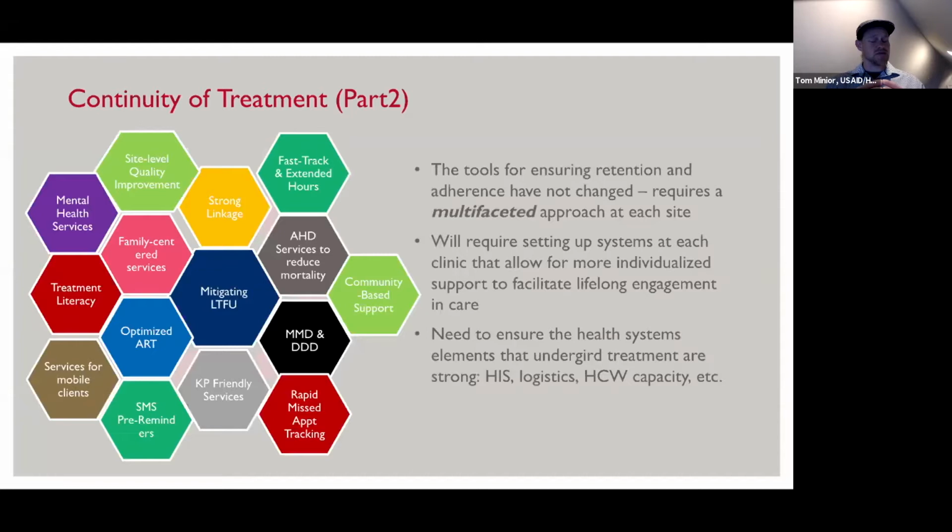That may be a very simplified model like facility-based MMD for the majority of folks, but for the rest, they may need psychosocial support, mental health services, or the benefits that come with being in an adherence group or an adherence club, et cetera. And there's a lot of systems development that goes into undergirding this capacity, to make sure that we know what our patients need and that we're providing it. Next slide.